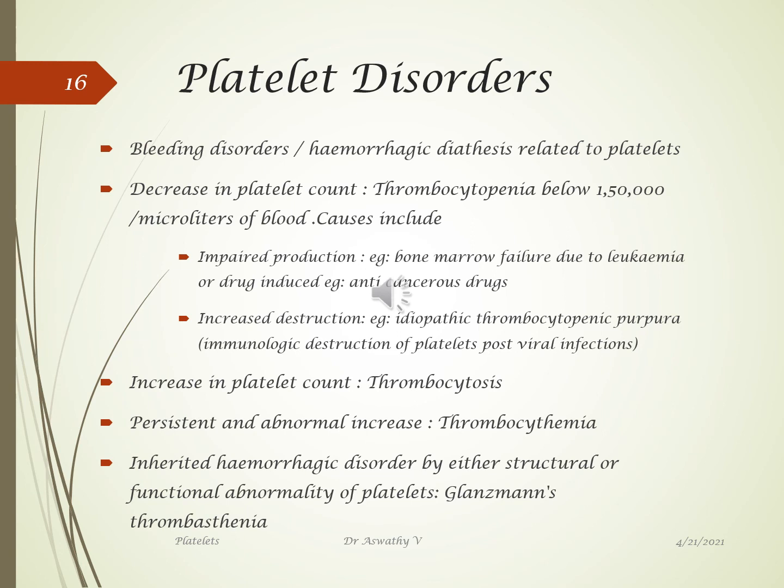Then an increase in platelet count is called thrombocytosis. Then a persistent and abnormal increase in thrombocytes is called thrombocythemia. Then an inherited hemorrhagic disorder caused by either structural or functional abnormality of platelets is called thrombasthenia. So you should be familiar with all the terms. Okay.